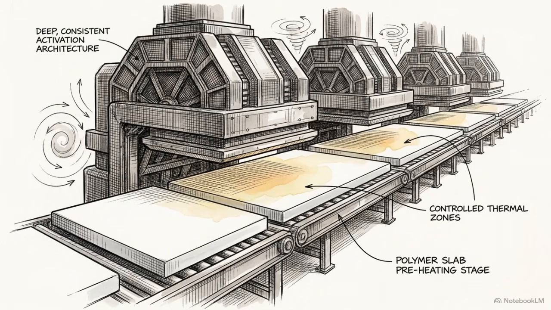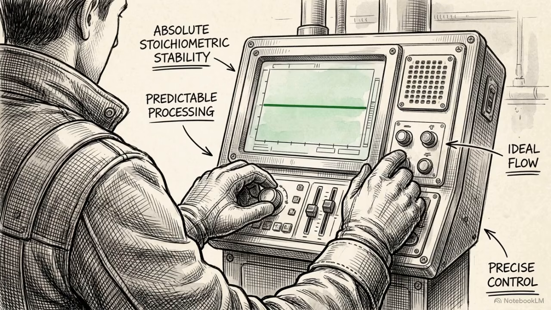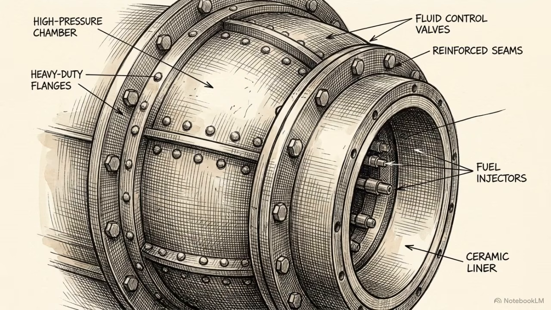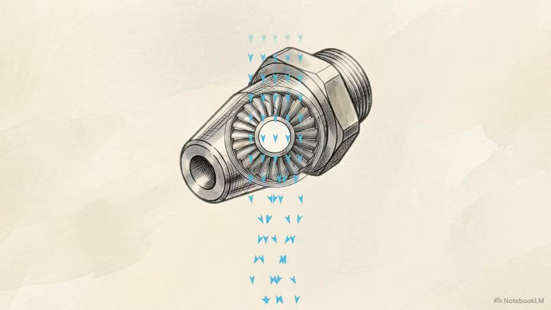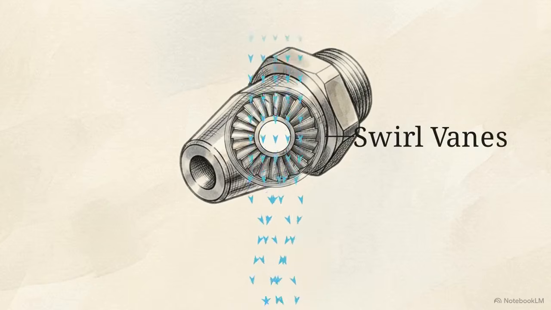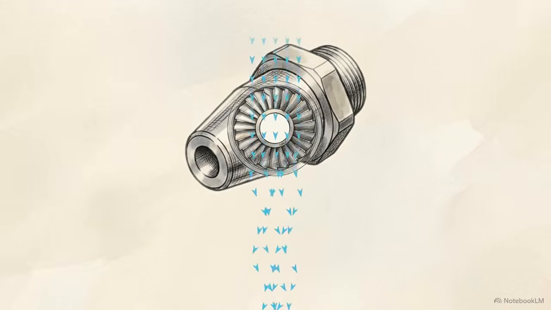This is the required architecture for continuous industrial lines handling thicker or slower-moving substrates that demand deep, consistent activation. Taking mechanical command over stoichiometry transforms a reactive burning process into a tightly controlled, predictable processing space. For heavy-duty operations, even a forced air system requires tighter fluid control. This is achieved using complex internal nozzle geometries, specifically swirl vanes.